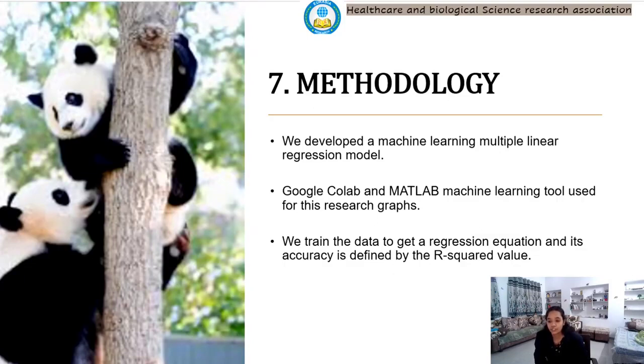We used Google Colab and MATLAB machine learning tools for this research work, and we drew the scatter plot between dependent and independent variables by Python scripting. And the most important work to save the Xian panda is to protect their habitat. Without this, pandas could only survive in captivity, and the China government has set up 13 panda nature reserve areas.